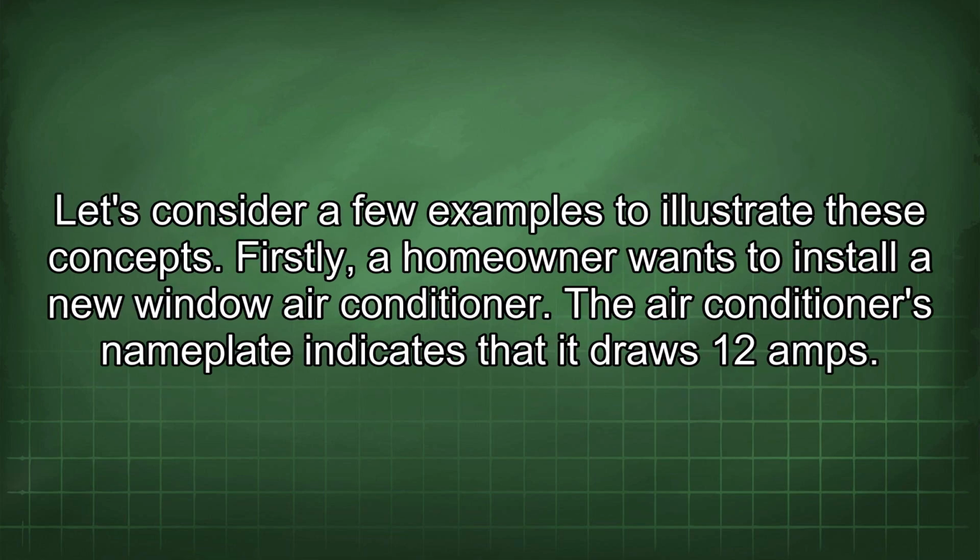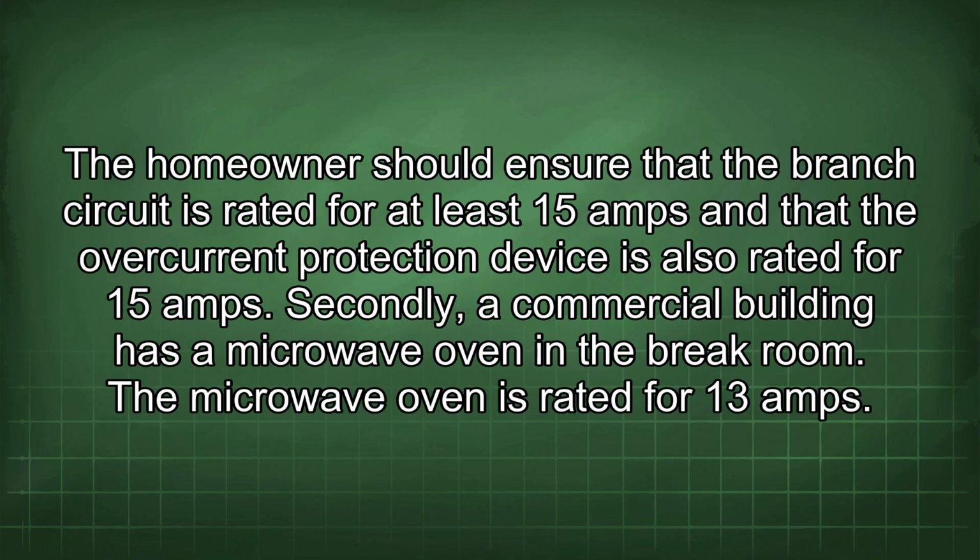Let's consider a few examples to illustrate these concepts. Firstly, a homeowner wants to install a new window air conditioner. The air conditioner's nameplate indicates that it draws 12 amps. The homeowner should ensure that the branch circuit is rated for at least 15 amps and that the overcurrent protection device is also rated for 15 amps.